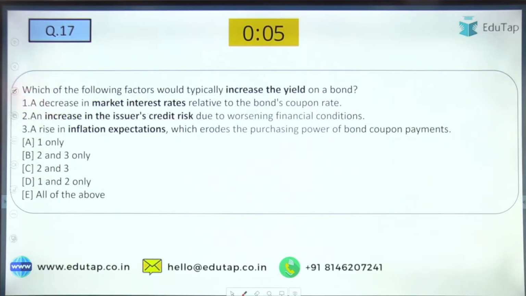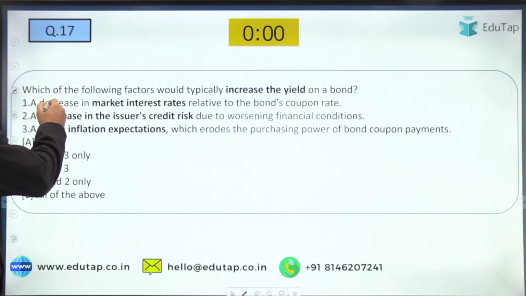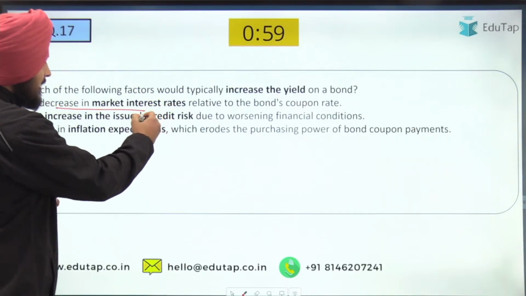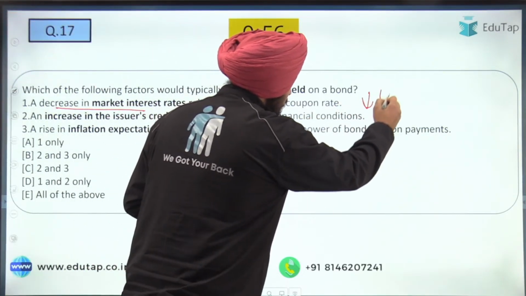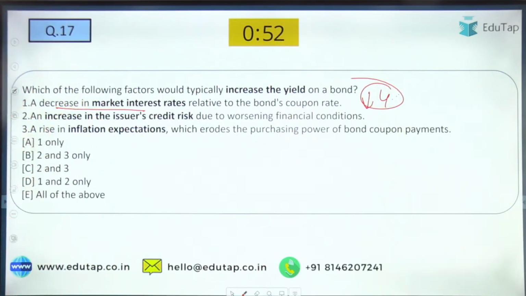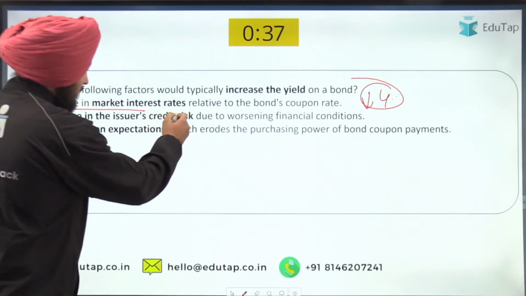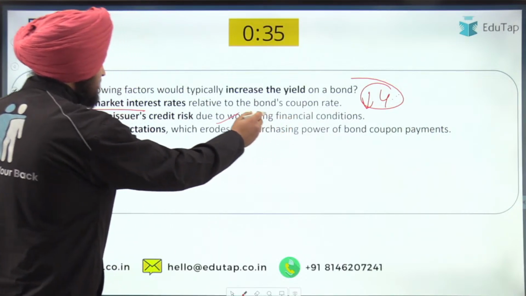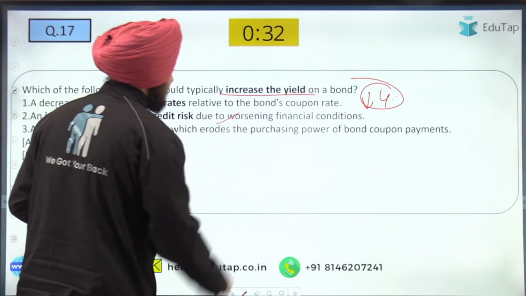Now, if you read option number 1, a decrease in the market interest rate relative to the bond's coupon rate. Now, we all know that when the market interest rate decreases, what does it lead to? It leads to a decrease in the yield of the bond. Fine. So the yield decreases when the market interest rate also decreases. The second is an increase in the issuer's credit risk. So with respect to the increase in the issuer's credit risk due to worsening economic and financial conditions, what is going to happen? Because of this, basically, the bond is going to become unattractive. Fine, because of worsening financial conditions. So yes, it is going to increase the yield on a bond.